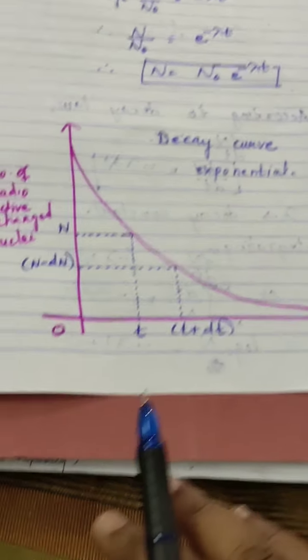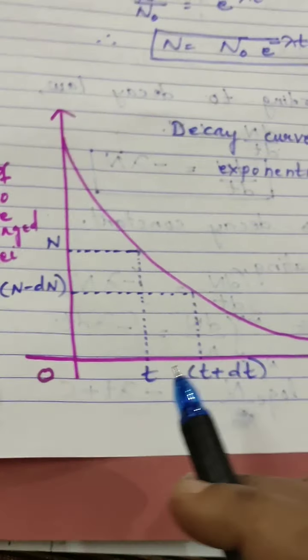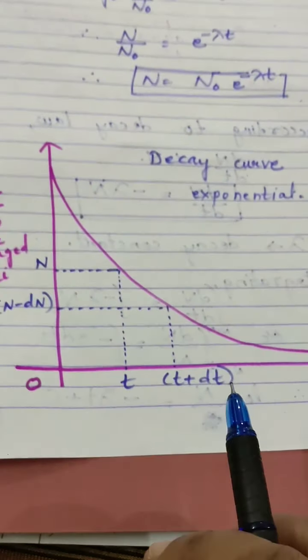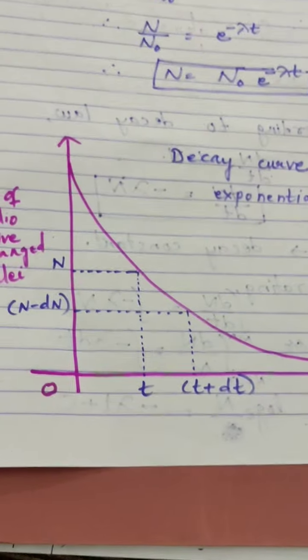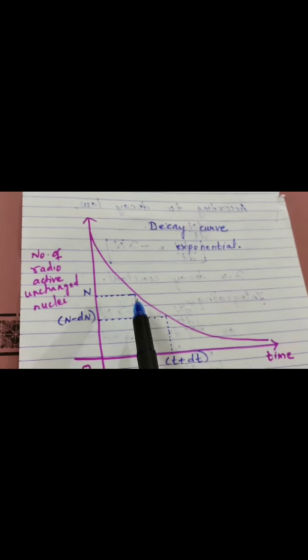Now let us look closely at the graph of this radioactive decay. This is a typical graph of the radioactive decay. This graph is also not given in our textbooks, but we have to explain it because we are discussing the exponential form and we are calling it an exponential decay.